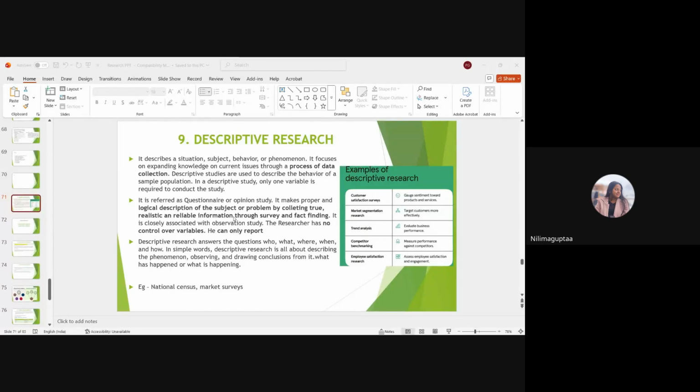So descriptive research answers the question who, what, where, when, and how, because it is in description, answers all the questions. In simple words, a descriptive research is all about describing the phenomena, observing and drawing conclusions from it, what happened or what is happening. Example, your national census, market surveys, and these are certain more examples of your descriptive research.